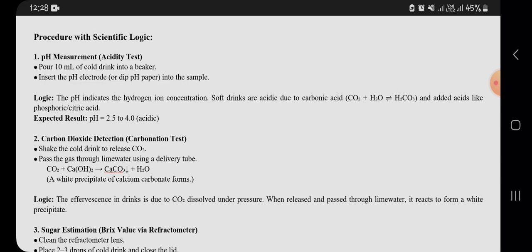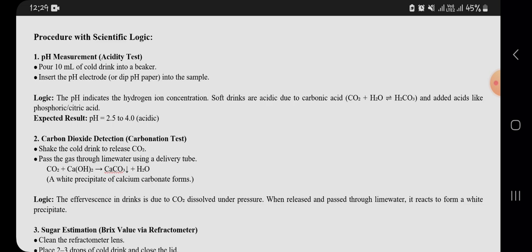Procedure with scientific logic. First one is pH measurement, which is the acidity test. Pour 10 ml of cold drink into a beaker. Insert the pH electrode into the sample. Logic: the pH indicates the hydrogen ion concentration. Soft drinks are acidic due to carbonic acid and added acids like phosphoric or citric acids. Expected result is pH of 2.5 to 4.